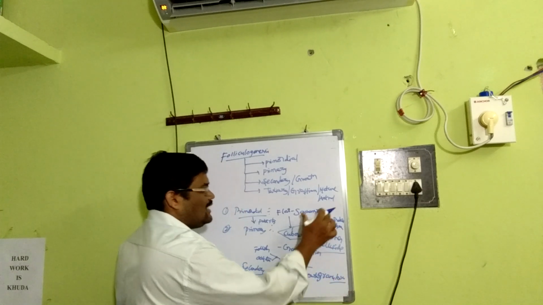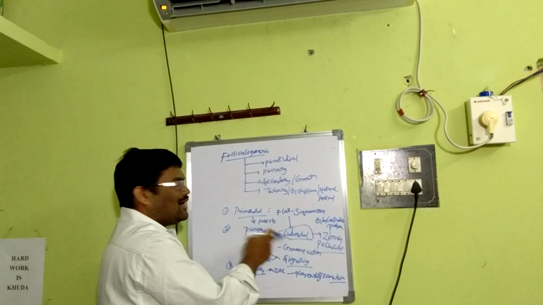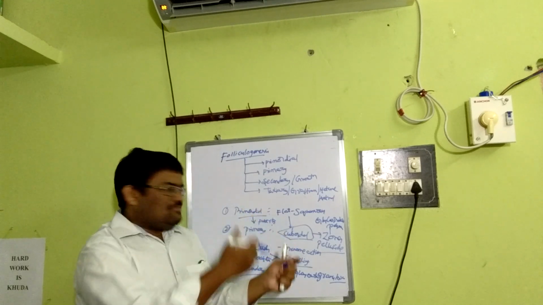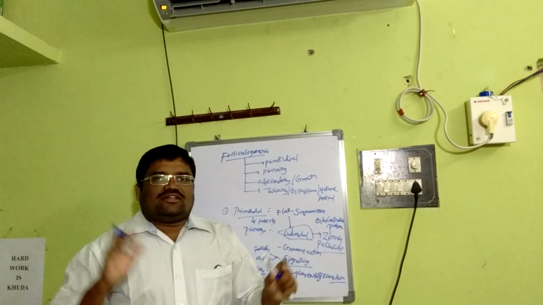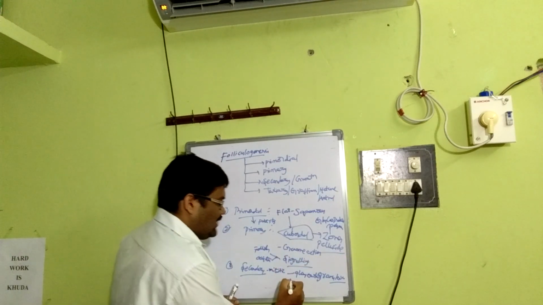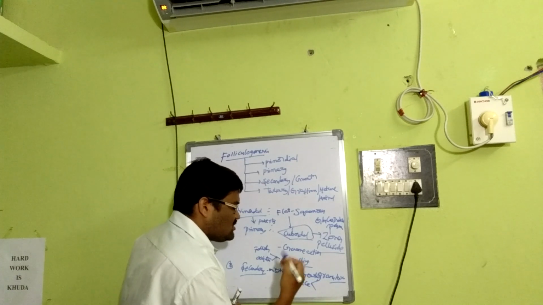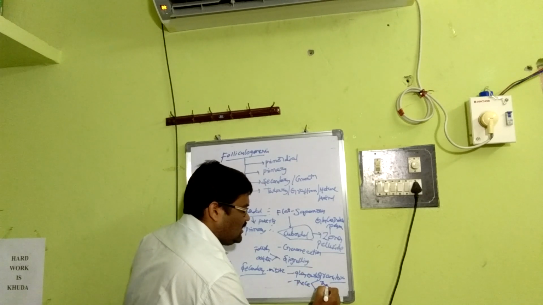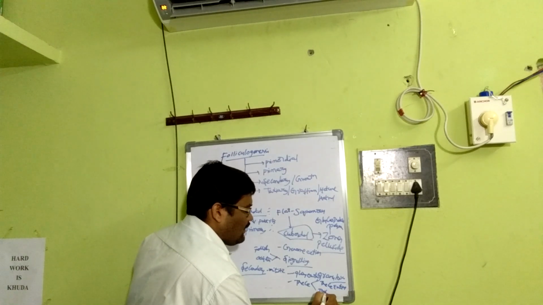Granulosa cells. These are all granulosa cells only, but they have different shapes. Flat in primordial, cuboidal in primary. In secondary, around 9 layers of granulosa cells. At the same time, you can expect theca cells. Based on cytodifferentiation, you can expect theca externa and theca interna.